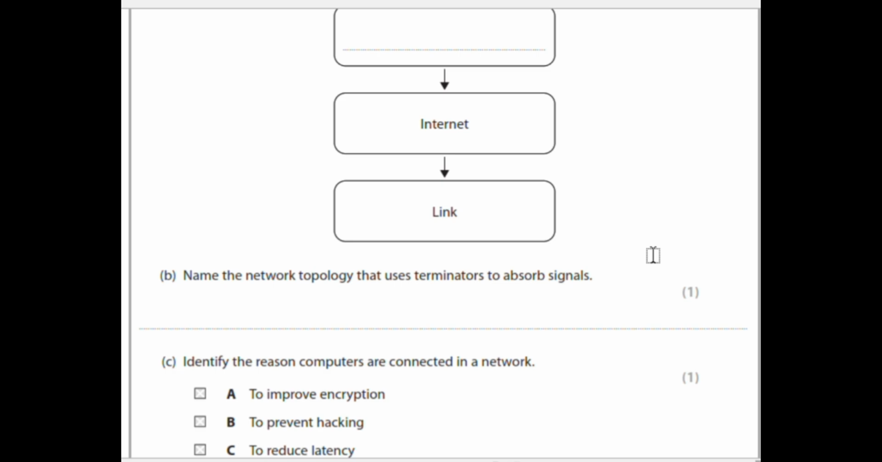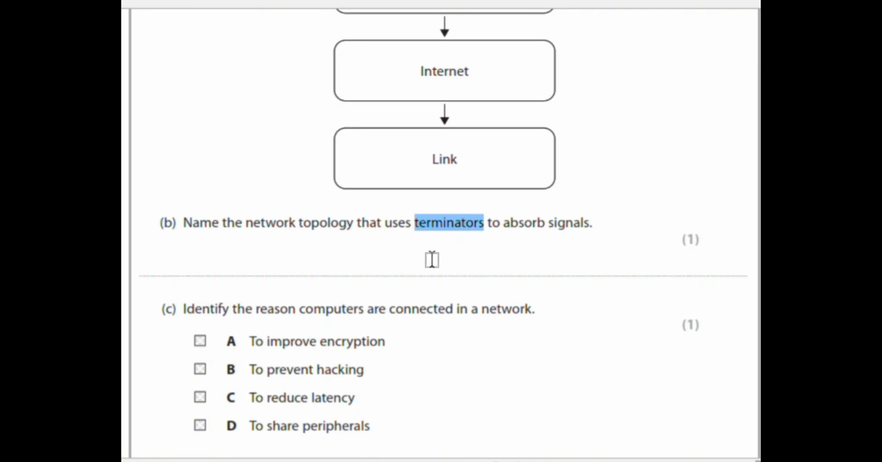2b. Identify the network topology that uses terminators to absorb signals. How many topologies are there? Are they 3 or 4? We have star, bus, mesh, and ring. Those 4 you should know how to arrange by drawing, and also explain the advantages and disadvantages and how they work. So which one of the 4 has terminators that will absorb the signal?